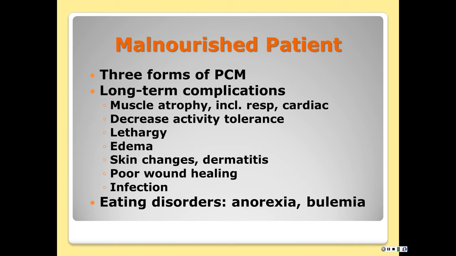They start to have muscle atrophy, and this includes both respiratory muscles and cardiac muscles. So you may see problems with gas exchange and problems with cardiac output. Your patients are going to have a decreased activity tolerance. They don't have the energy to do normal daily activities. They may become lethargic. They have edema, because remember, they're malnourished. They have problems with their fluids and electrolytes. They have problems with skin changes, dermatitis, poor wound healing, and then of course they have issues with infection.